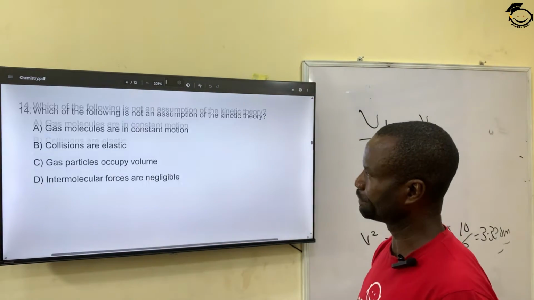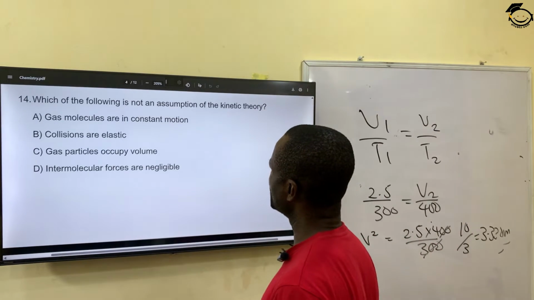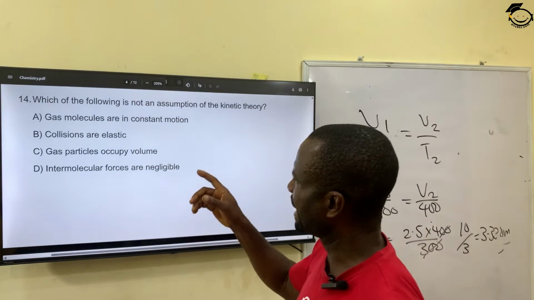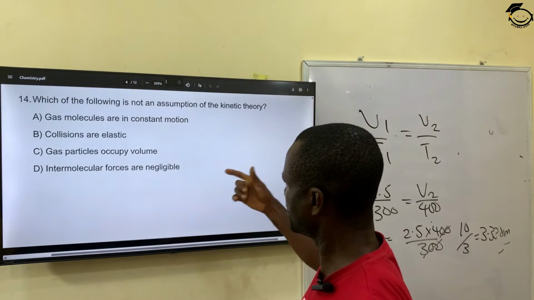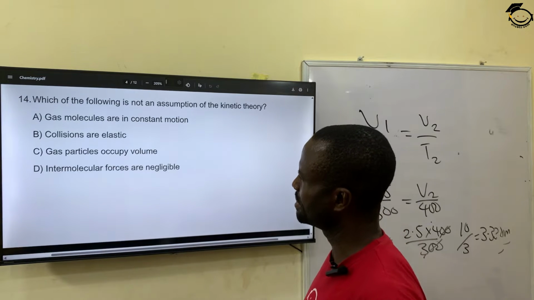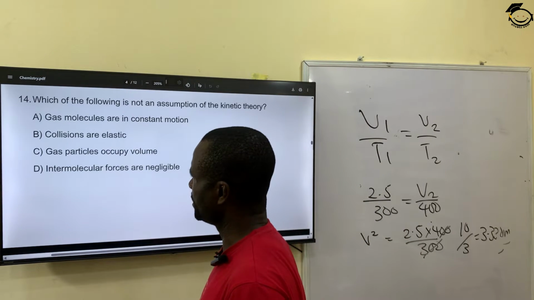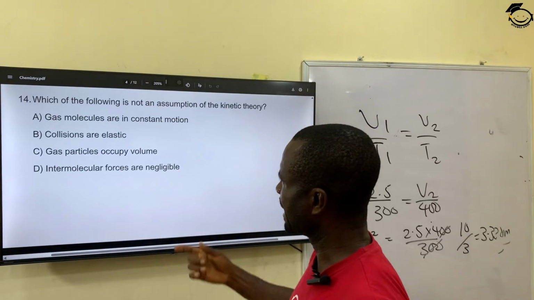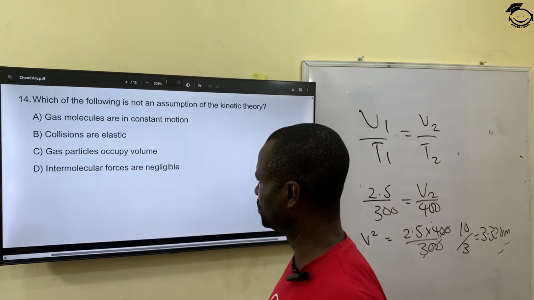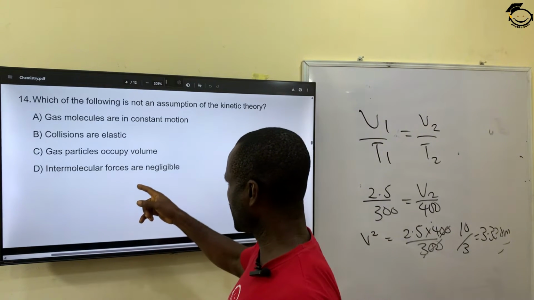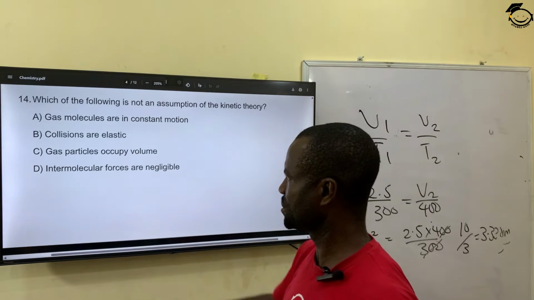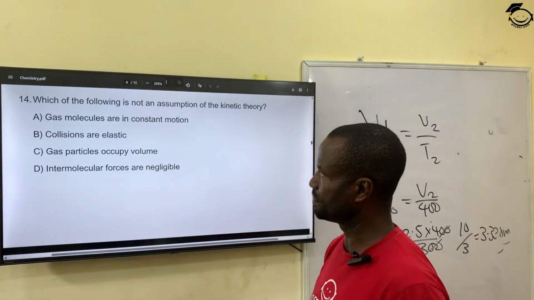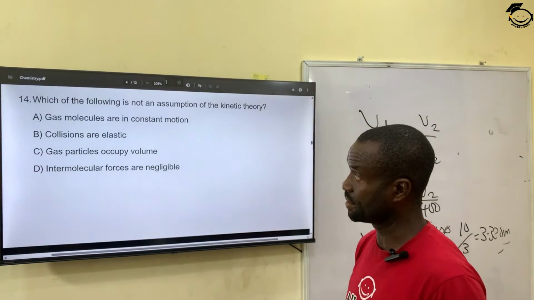Number 14. Which of the following is not an assumption in the kinetic theory? Okay, A, gas molecules are in constant motion. Yes, correct. B, collisions are elastic. Yes. C, gas particles occupy volume. No. D, intermolecular forces are negligible. Yes. So the correct option is C, gas particles occupy volume. It's never an assumption in kinetic theory.